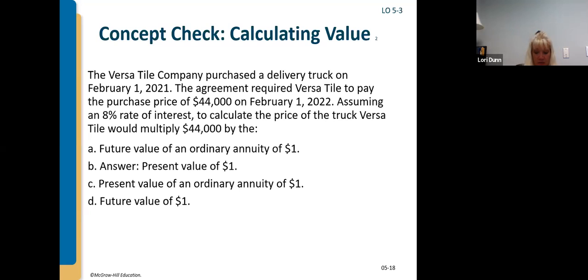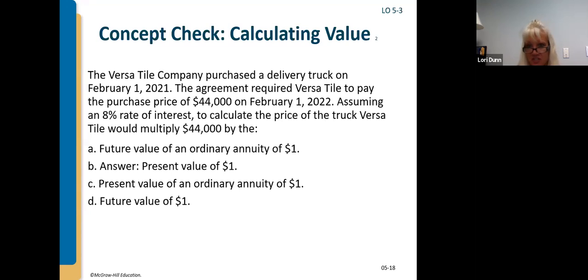And how would we do that? Well, we can go to our present value table. 1 year, 8% interest, so go to the 8% column. At the end of period 1, which is 1 year, we're making that $44,000 payment. So you can take the $44,000 future value times 0.92593. That truck cost $40,741.